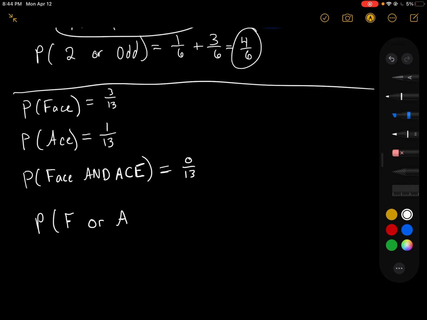So as a result of this, when we are finding the probability of a face card or an ace, we actually can just add up those two probabilities. So 3 over 13 plus 1 over 13, because that last probability is 0. So we're left with an answer of 4 over 13. And in this case, we can say that yes, they are mutually exclusive.